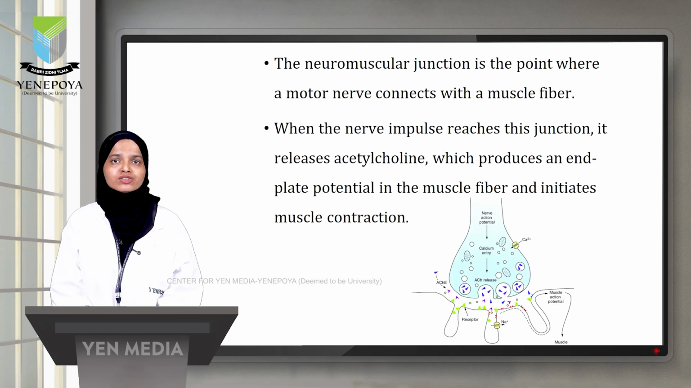The neuromuscular junction is where the motor nerve connects with the muscle fiber. When the nerve impulse reaches the junction or the synaptic cleft, it produces the release of acetylcholine, which leads to an end plate potential in the muscle fiber, which initiates the muscle contraction.